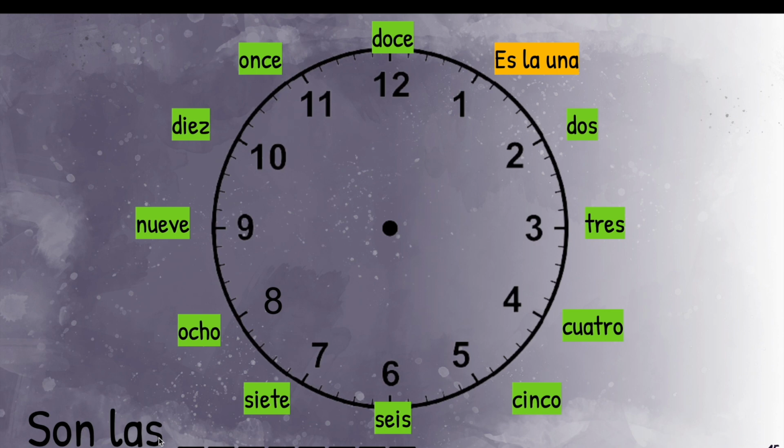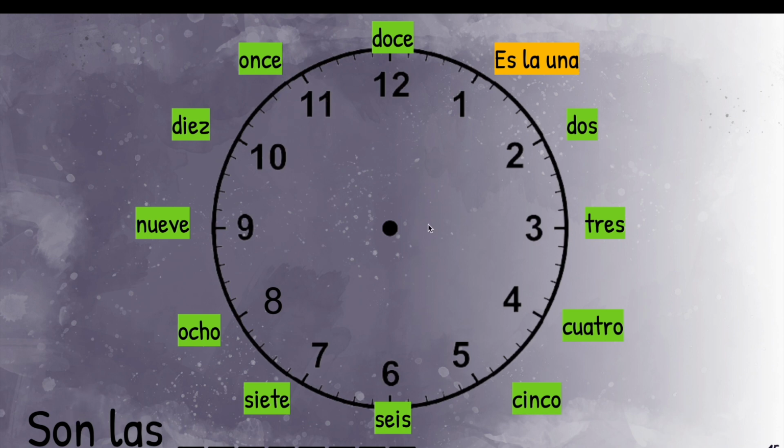So first you start with the hour. So you say son las, and then you would say, we're going to skip this for now. You say 12, 2, 3, 4, 5, 6, 7, 8, 9, 10, 11, 12. La diferencia es, si es una es singular. This is the word son. It's from our verb ser from last week. Son is plural. So any of the numbers that are more than one would use son las.